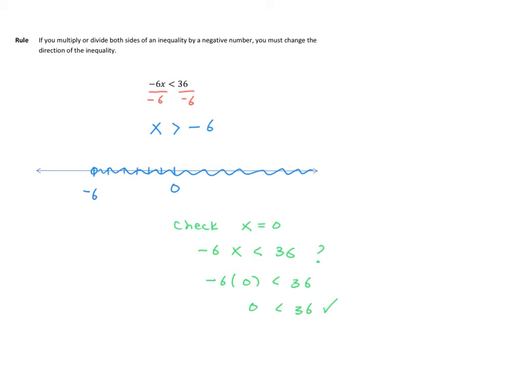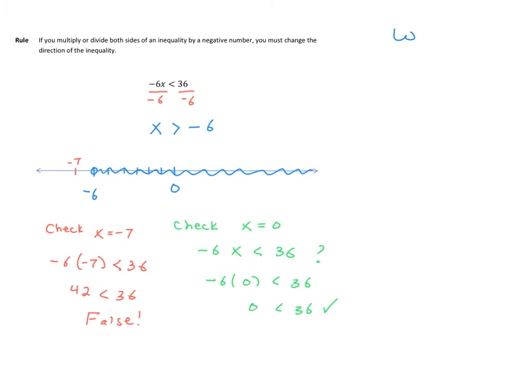You could try a number on the other side, like maybe you could look at -7, you could check that. If you check x is equal to -7, you get -6 times -7, is that less than 36? On the left, we get 42. On the right, we still have 36, and this is false. So this doesn't prove the rule, but it certainly indicates that if you had left this as less than, the answer would have been wrong.